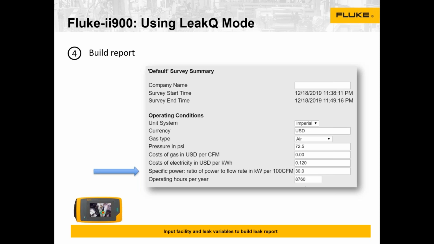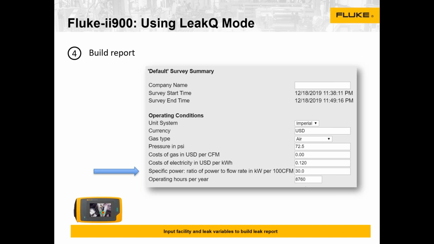If it's air, what you're going to be monetizing is the energy costs. So you would leave the cost of the gas as zero because air doesn't cost you anything, and you would just input the electricity that it takes to take ambient air and turn it into compressed air.